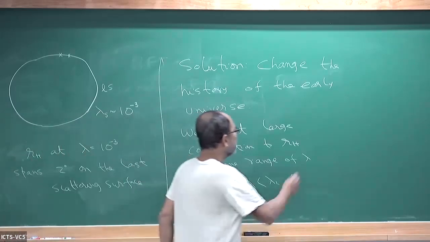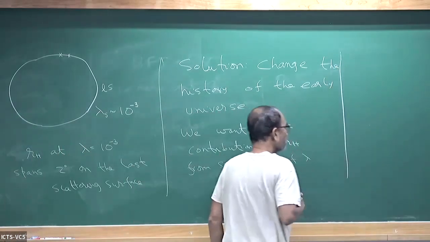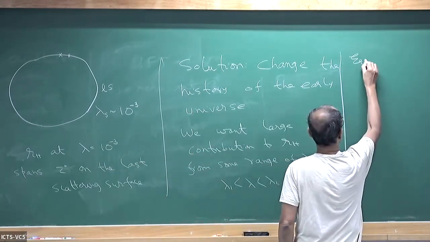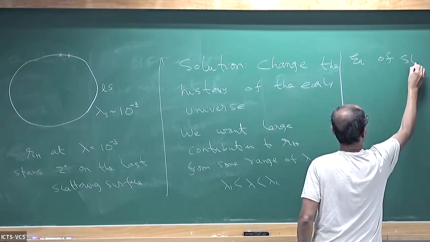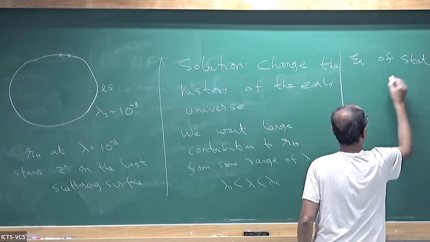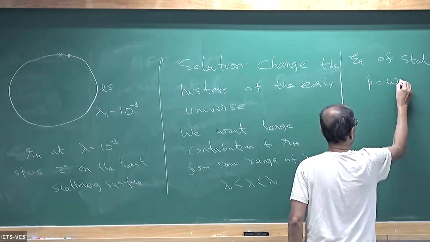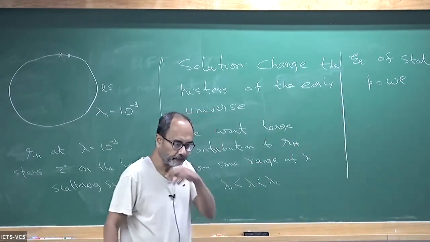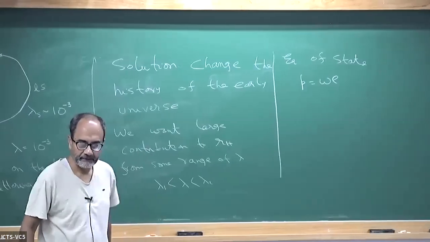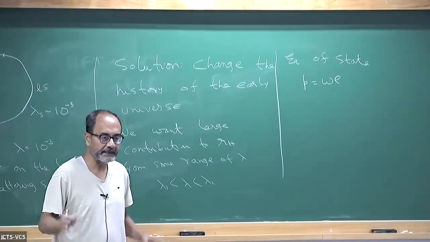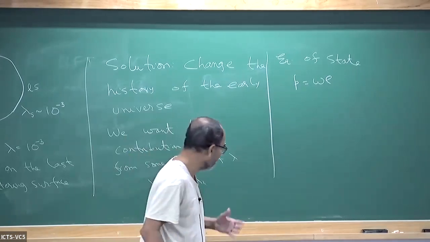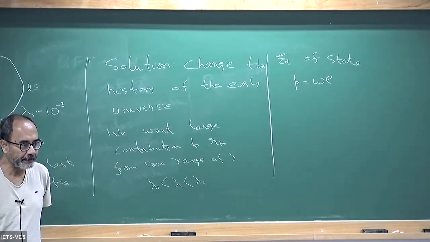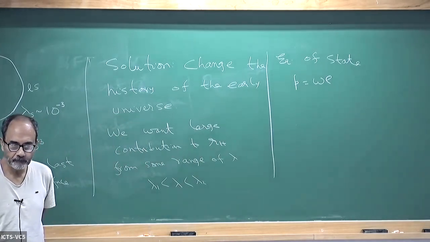So let's see what you could do. Let's suppose that we have an equation of state P equal to W rho. It's not necessary that we take the equation of state this way, but for simplification let's assume that in this range the equation of state took the form P equal to W times rho, where W is a constant.